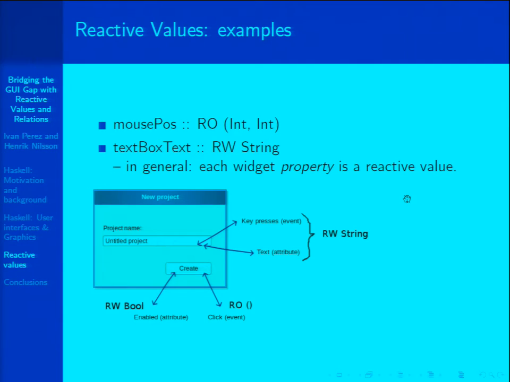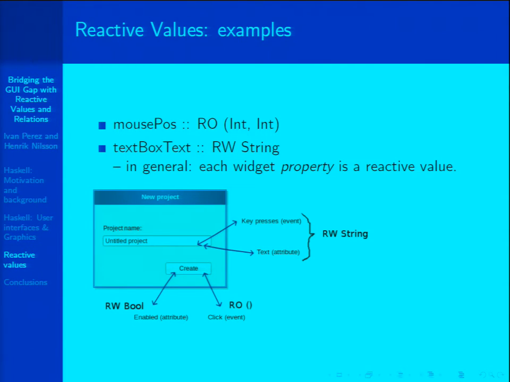So, for instance, this is one example of what we find in user interfaces. This button, for instance, has one attribute, which is whether it's enabled or disabled. And in this example, we might want to disable that button if there's no project name, if the project name is empty.